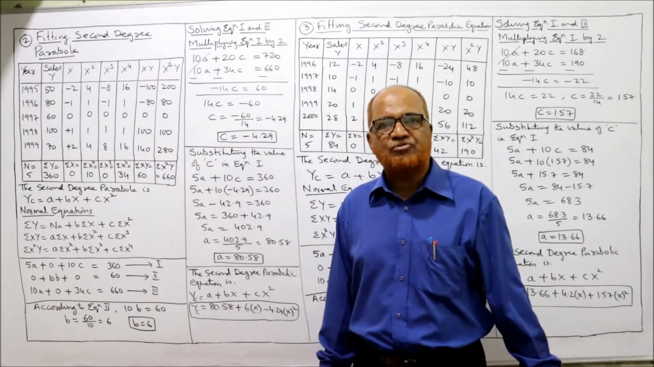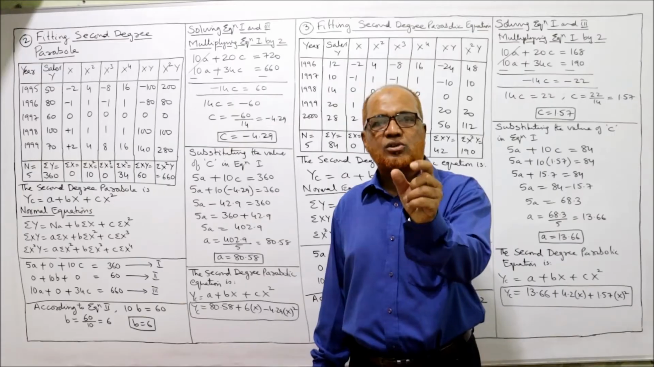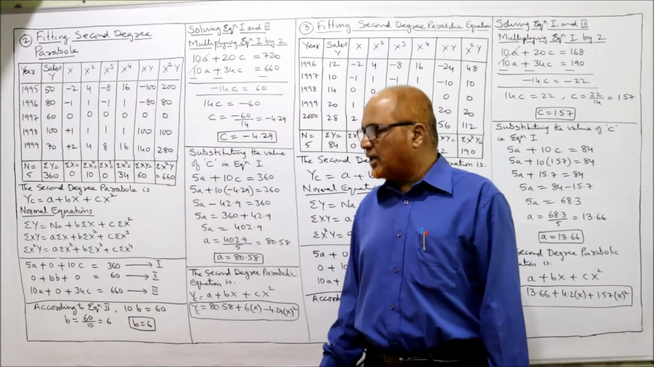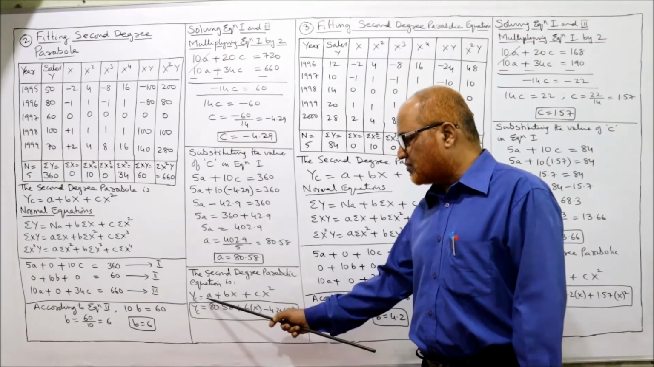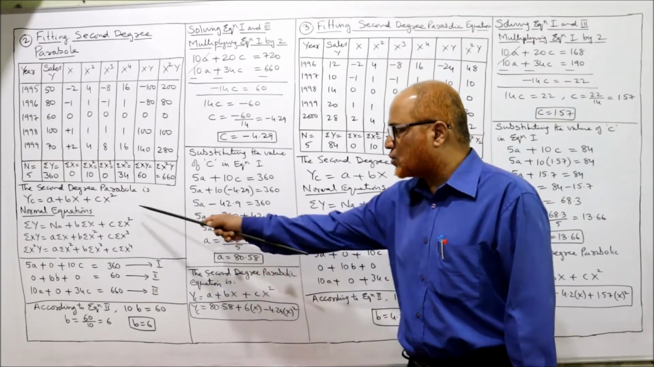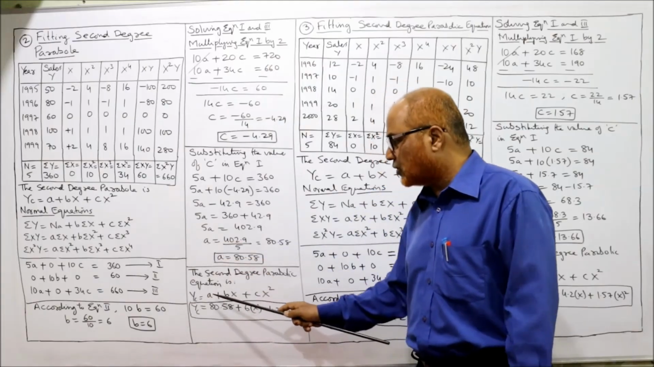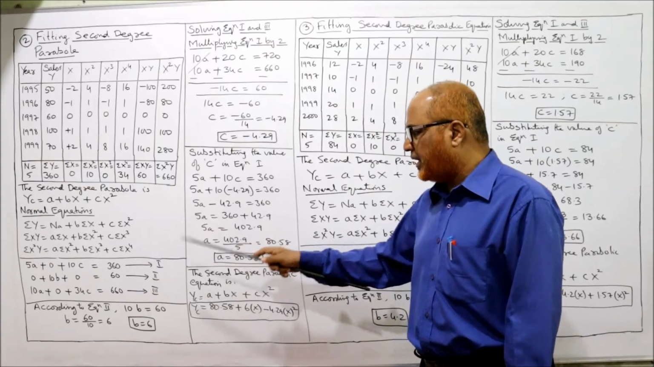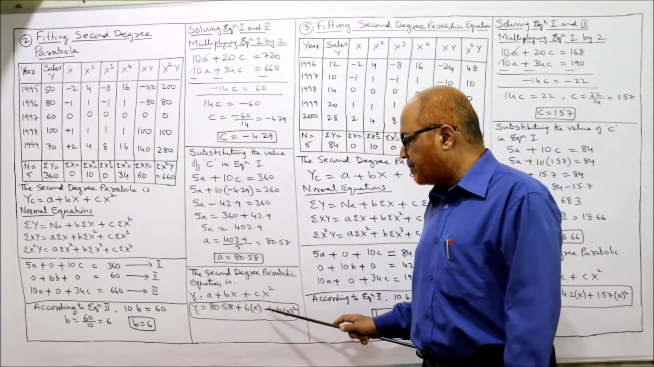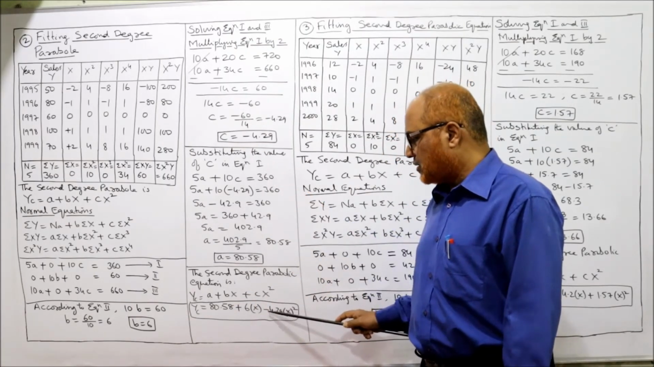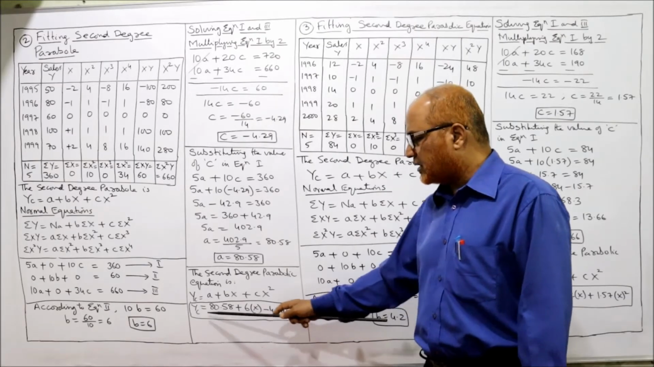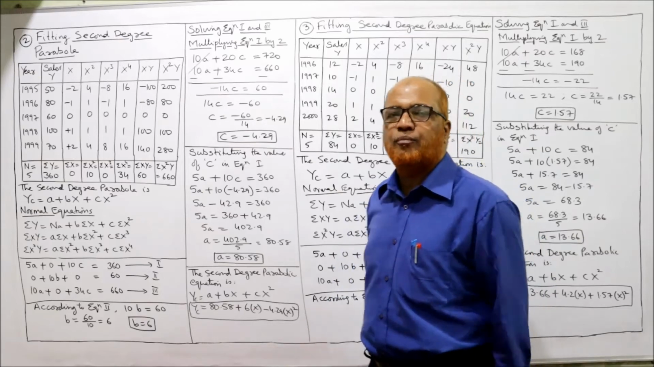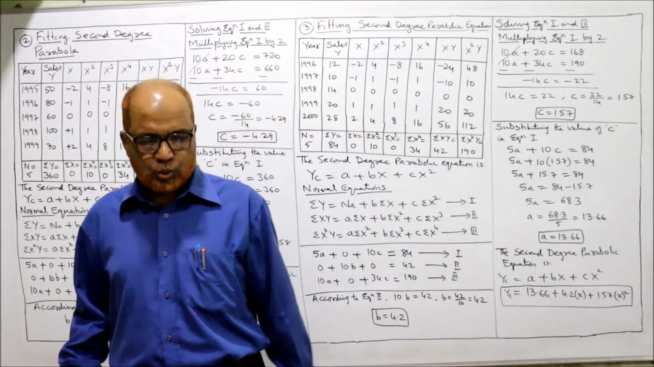All the three constants we got. Now substitute these constants in the parabola. We'll get the second degree parabolic equation. The second degree parabolic equation is y is equal to a plus bx plus cx square. This one. Now we substitute. In place of a, 80.58 plus b. In place of b, I am taking 6x. Plus into minus will become minus. So 4.29x square. That's all. This is the second degree parabolic equation. This is the end of problem number 2.